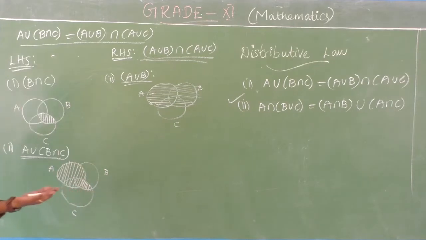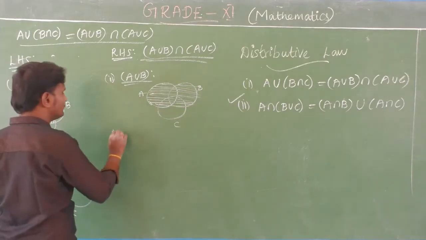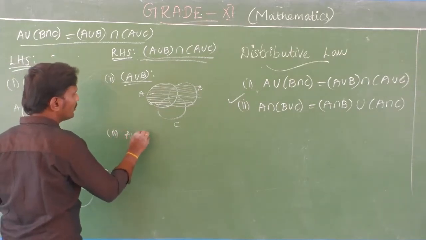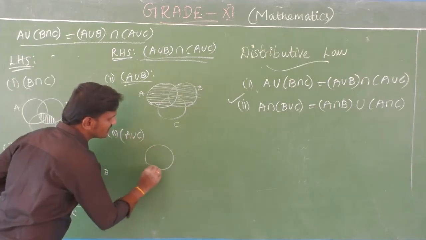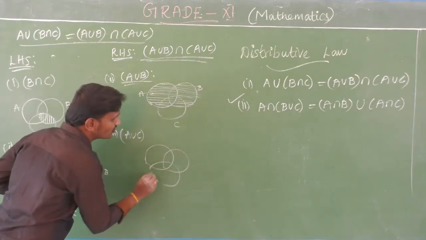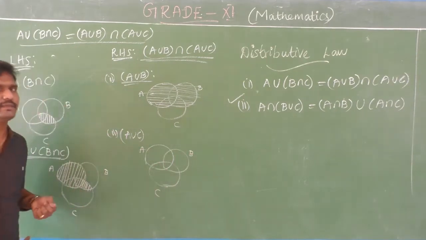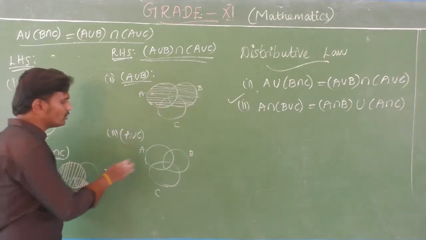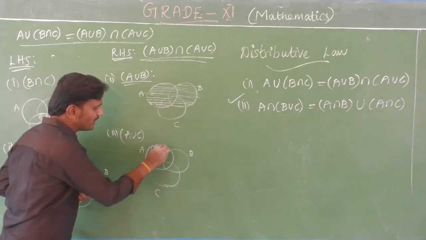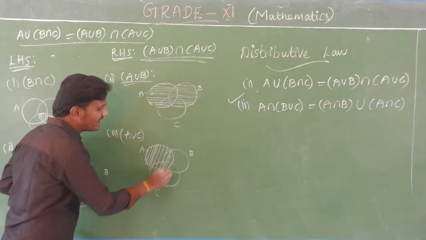Okay, have you got it, children? The fourth one is A union C. This is also the same pattern. We have to join, which means the union of the two sets named A and C. So A union C means what we have to do? How to shade the space for A and C.